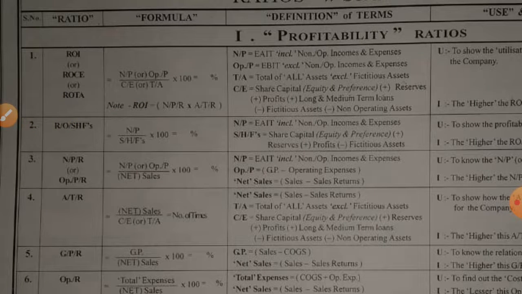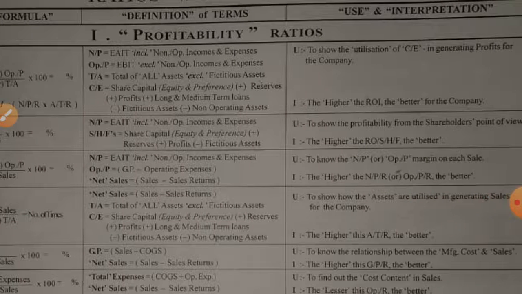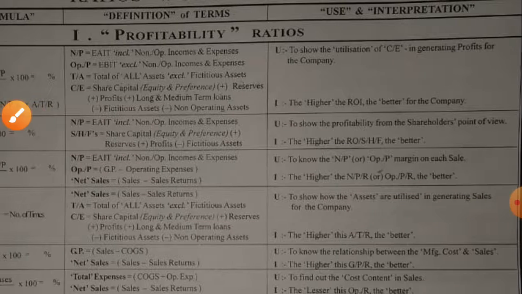Next, assets turnover ratio, that is net sales divided by total assets. It will come under number of times. Net sales, as we know, is sales minus sales returns. Total assets means all assets excluding fictitious assets. So this ratio is used for what purpose?